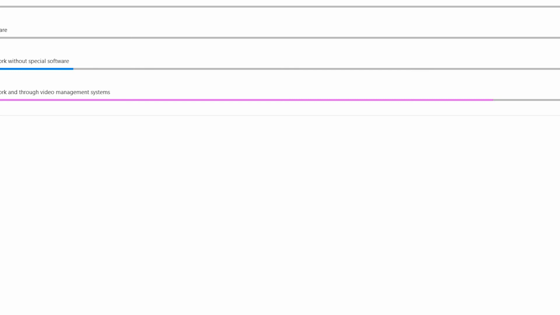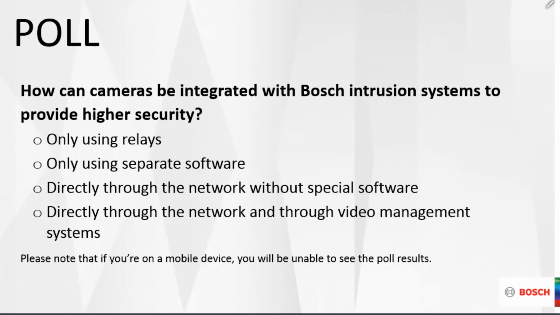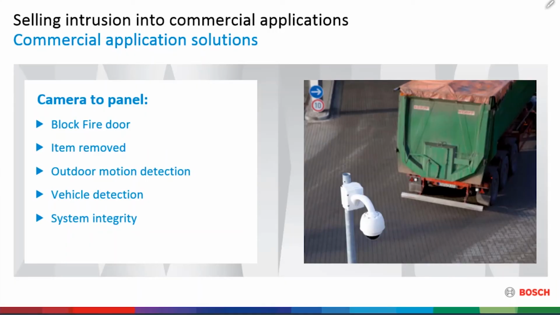Guess what? It's kind of a trick question. Both answers 3 and 4 are correct. So everybody's right again. You people are really smart because you got the last one 100% right too. So good for all of you. Well, we talk about how we can integrate video into the intrusion panel. Why would we want to do such a thing?